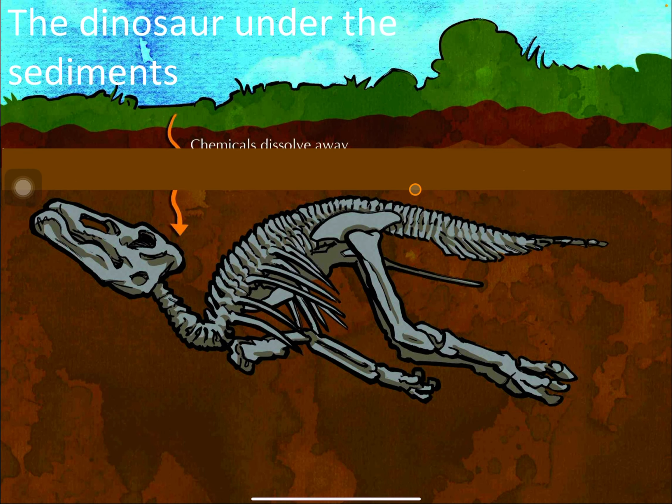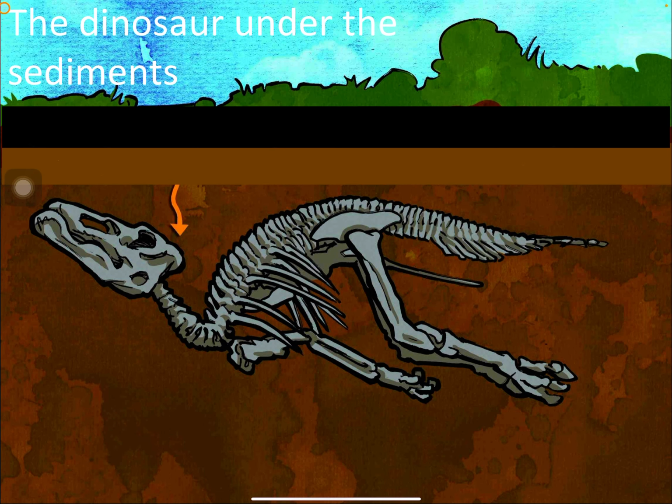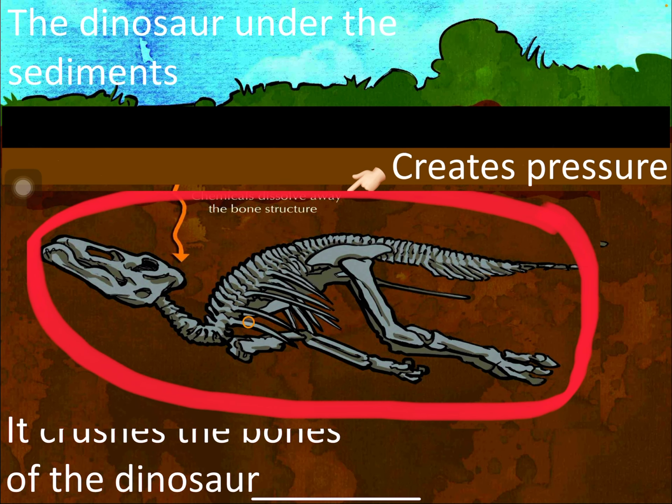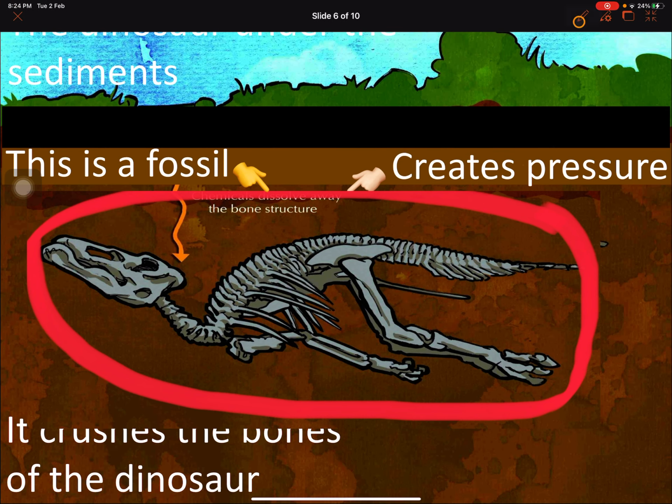And now, layers and layers of sediments cover the dinosaur up, and then it creates pressure on the dinosaur. Guess what happens? It crushes the bones of the dinosaur. And this over here is a fossil. Yeah, it's a fossil. Okay, but where did the soft parts of it go? Well, what happened to the soft parts?